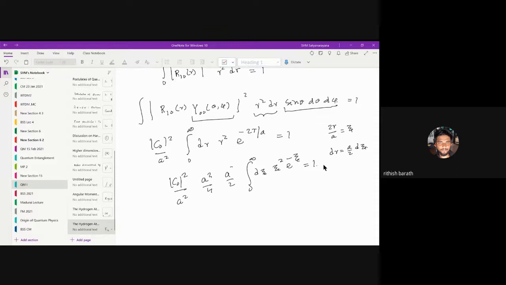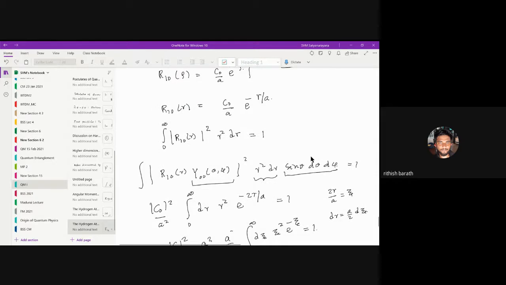So you have mod C naught square into a cube, of course, there is a square in the denominator, so that will give you a, and divided by 4. That is equal to 1. So C naught will be equal to 2 by square root of a. So this is what we have from this normalization.